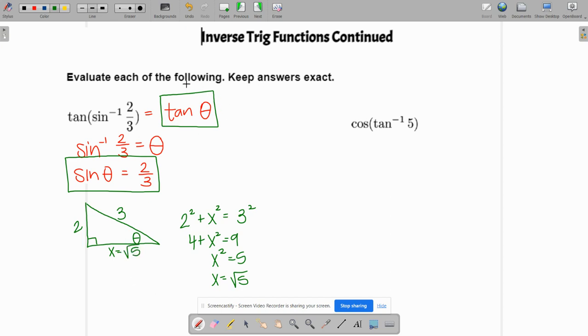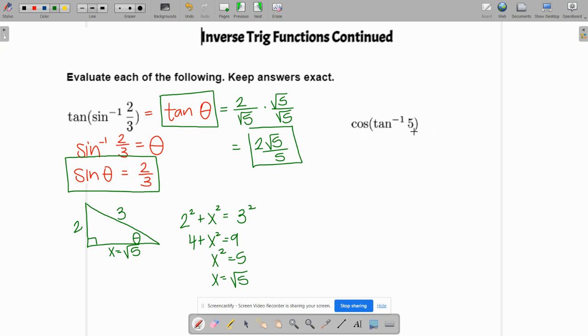So then the tangent of theta, which again, because the inverse sine of 2/3 we said was theta, we could rewrite this original problem as the tangent of theta. It's equal to opposite over adjacent, so that's going to be 2 over root 5, which we would want to rationalize by multiplying by root 5 on top and on bottom to get 2 root 5 over 5. We'll do one more example.